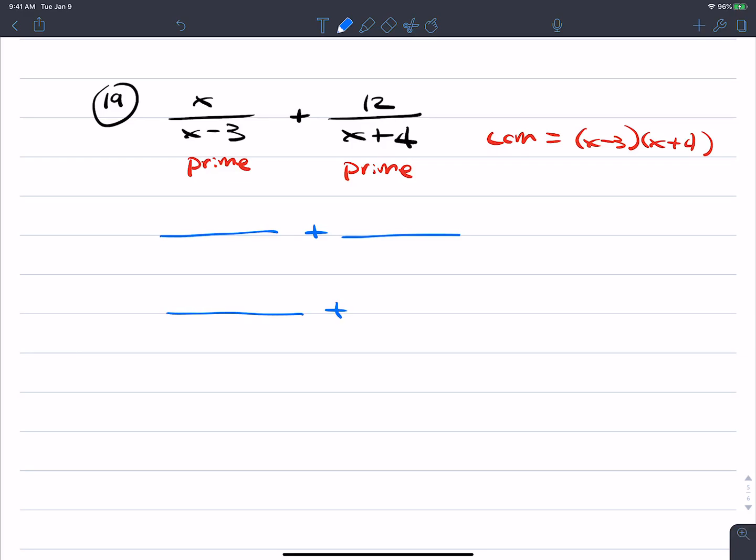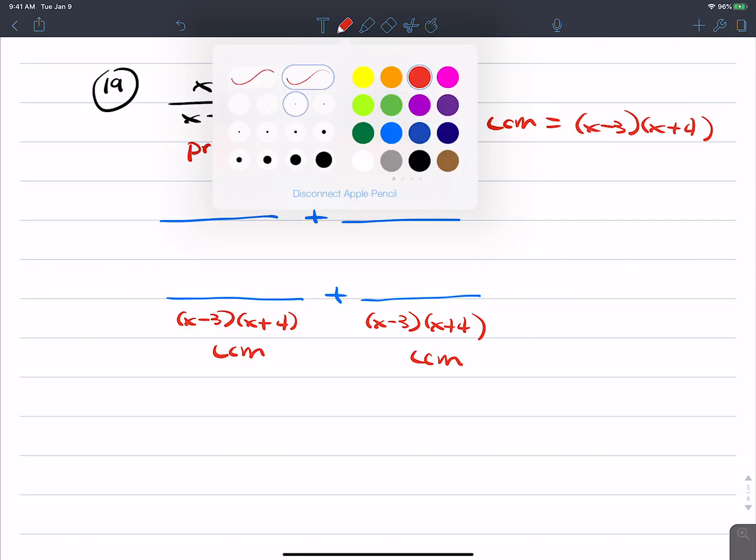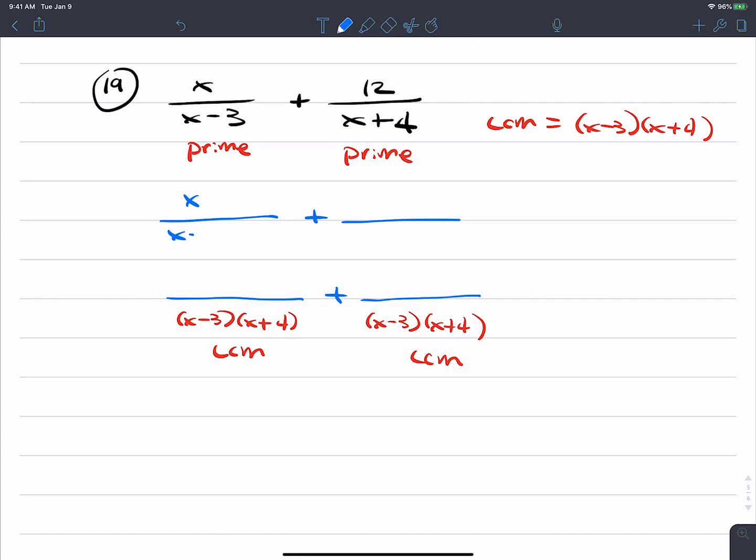We're going to create our setup. And again, the LCM goes in the denominator here. X minus 3, x plus 4. LCM, LCM. In the numerator, I have x minus 3. I have 12, I have x plus 4. I need a term to multiply on top and bottom. Another term to multiply on top and bottom here.